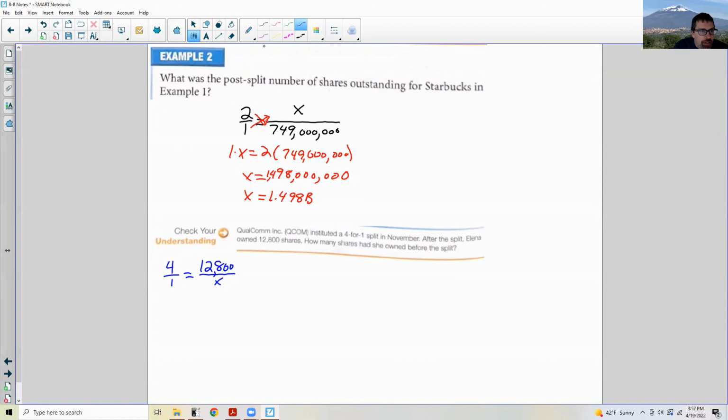So in order to solve this, what it's asking is how many shares had she owned before the split. We're going to cross multiply and get 4x equals 12,800. Divide both sides by 4. And X equals 4 goes into 12 3 times, 4 goes into 8 2 times, and 2 zeros. She had 3,200 shares, and for every 1 share, she got 4. So you just multiply what she had before by 4, and that became 12,800 shares.